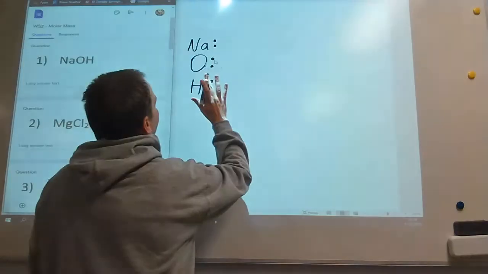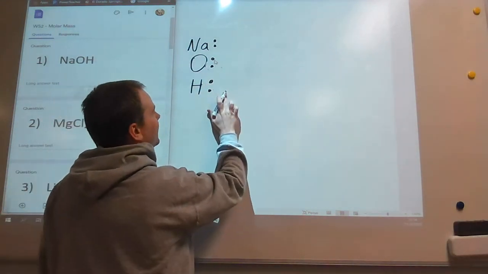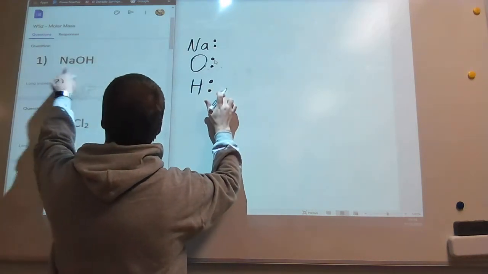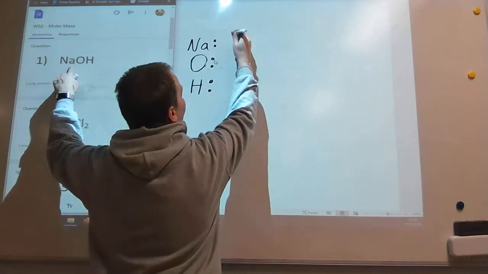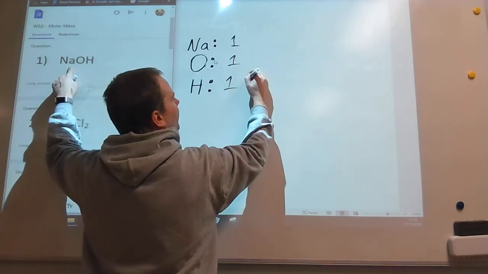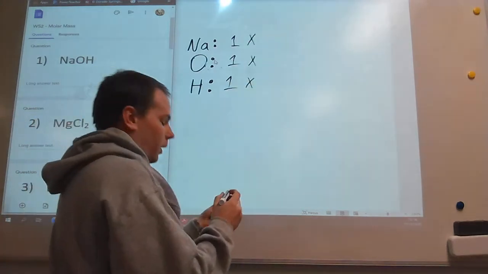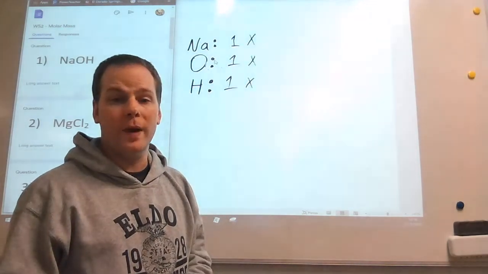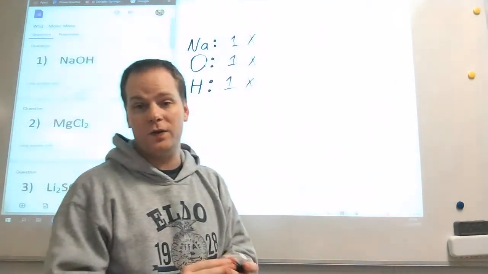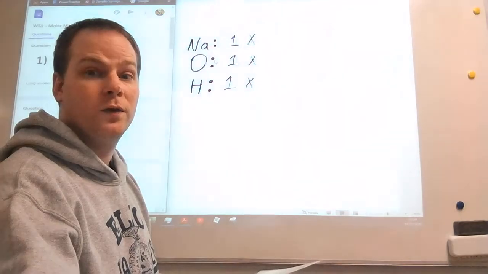Okay, so as I do this, I need to note how many of each of these are present. So if we look at this formula, there are no subscripts at all. So there's one of each. So 1, 1, 1. And then I'm going to say times by each of these. And we're going to write down the molar masses of each individual element next. So I'm going to pause this and do that so that this video can be as short as possible with the lighting issues that I'm having.